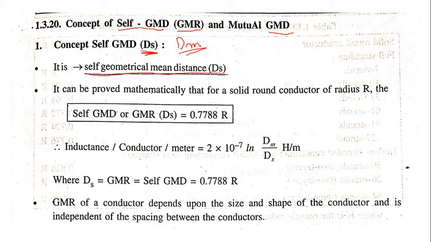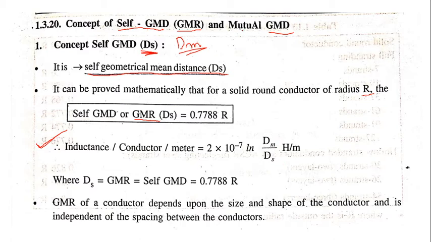It can be proved mathematically that for a solid round conductor of radius R, the self GMD or GMR, where GMD means geometric mean distance and GMR means geometric mean radius, is equal to 0.7788 R. Here R is the radius of the solid conductor. Now for the long transmission line, inductance per conductor per meter is equal to 2 into 10 raised to minus 7 into ln Dm by Ds. Over here Dm is the mutual GMD and Ds is the self GMD.